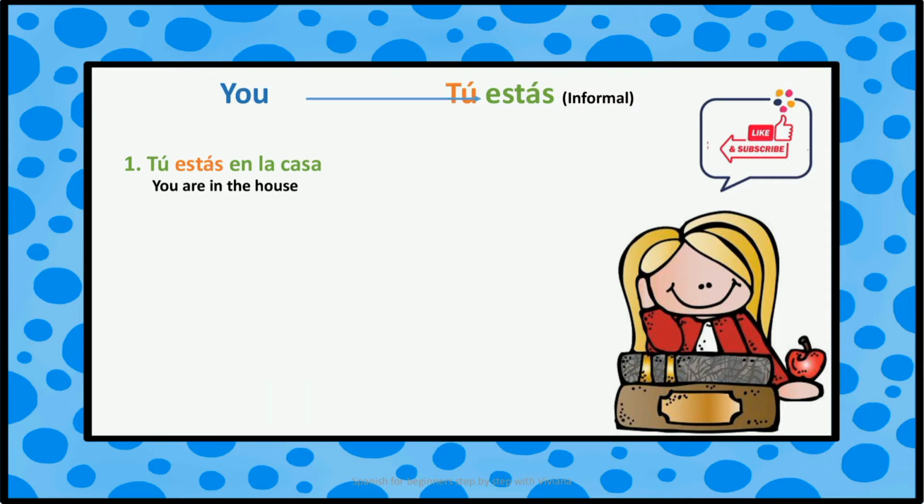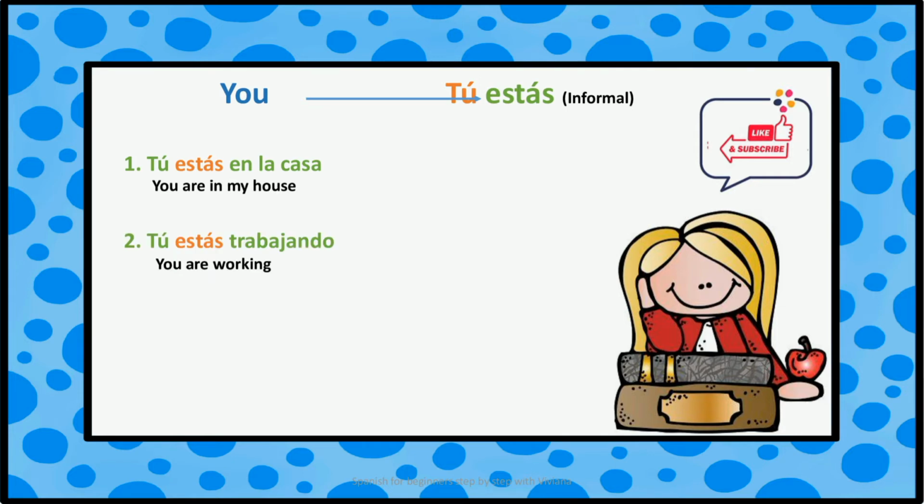The personal pronoun you in informal form is tú. The conjugation is tú estás. Tú estás, you are. Tú estás en la casa. You are in the house. You use tú estás because you are talking about your location. Remember, you use the informal form when you are talking with your friends.